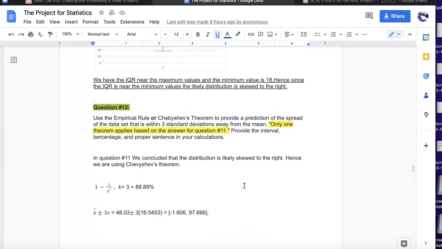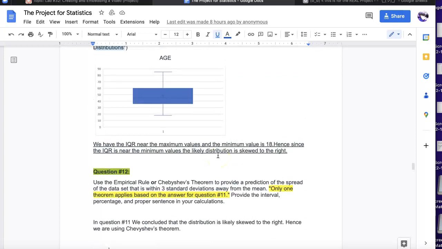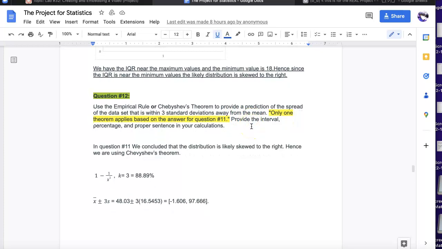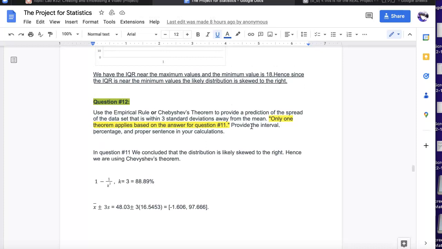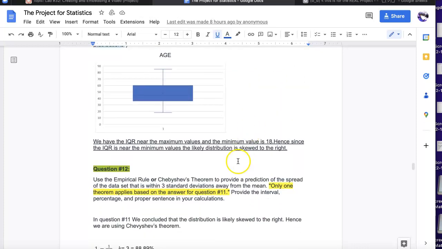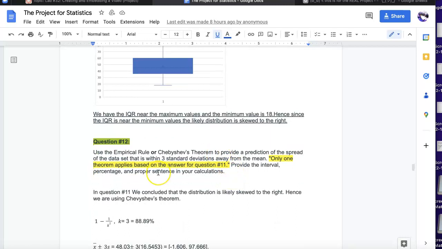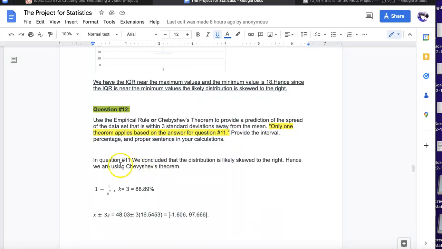In question 12, we do have to look back at question 11 because it's asking us to use either the empirical rule or Chebyshev's theorem to provide a prediction on the spread of data that is within 3 standard deviations away from the mean. So we found that in question 11, our distribution is likely to be skewed to the right. Hence, we are going to be using Chebyshev's theorem.